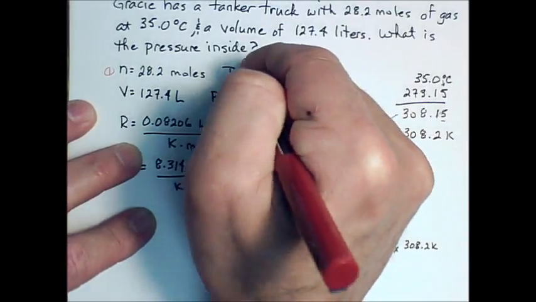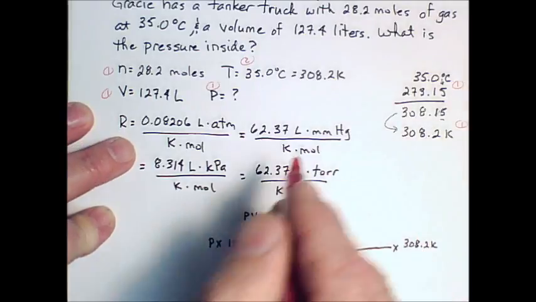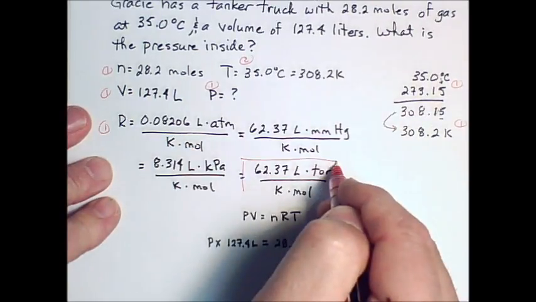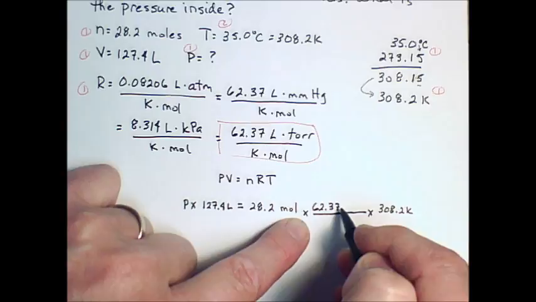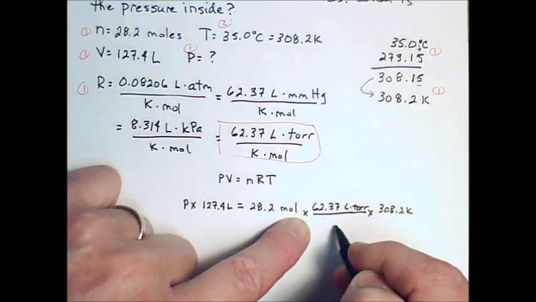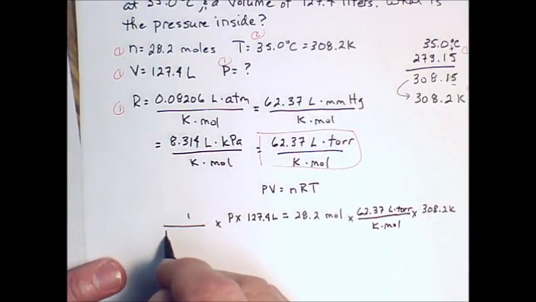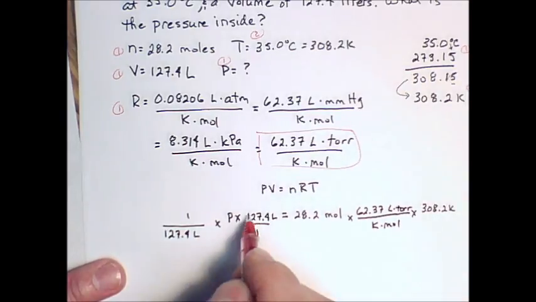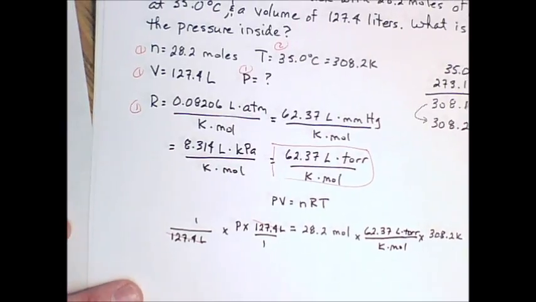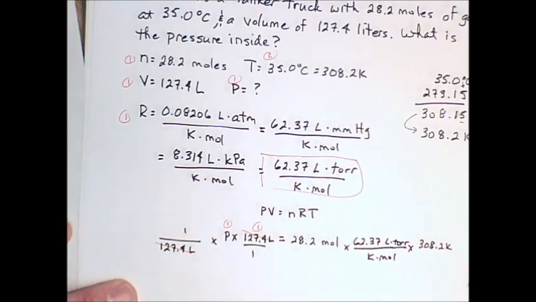All right, so I hope you're paying attention. 1 point for adding, 1 point for rounding off, 1 point for the correct version of R, this one. We're going to plug that version of R in: 62.37 liters times torr over Kelvin times moles. Multiply by the reciprocal over here, 1 over 127.4 liters. Put it over 1 there, and we can cancel everything. We're going to give a point for having the P here, for the 127.4 here. Multiplying by the reciprocal is a point.